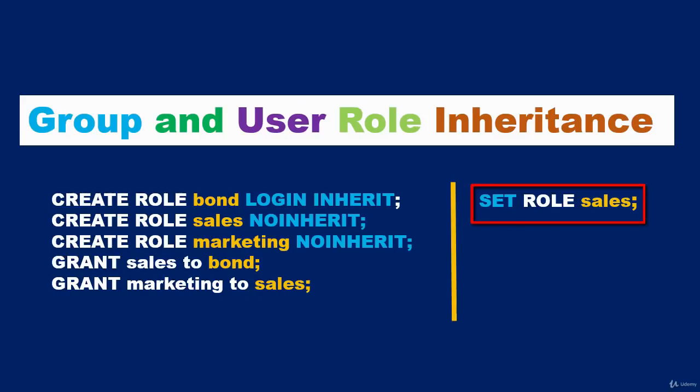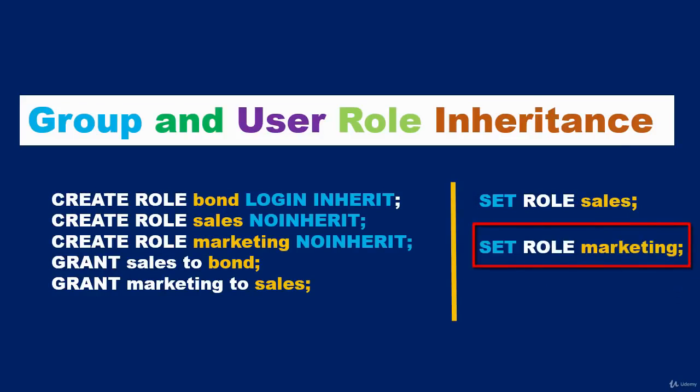However, you can execute the following script by typing in set role equals sales, and what that does is that it will provide privileges granted to sales but not the ones granted to bond.